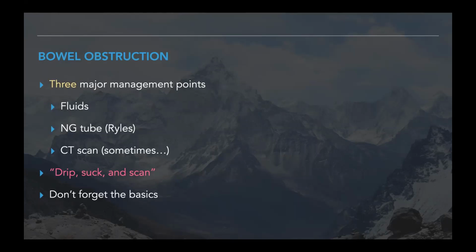So when you're interpreting these radiographs, not only do you need to sort of go through and explain your findings, but you need to move on and say what you would do next. So major management points for bowel obstruction: fluids, NG tube, CT scan. So at medical school, this was taught to us as drip, suck and scan. So they need IV rehydration, correction of electrolyte abnormalities. You need to decompress the stomach to stop them from vomiting and aspirating, and they'll need a CT usually to try and make a specific diagnosis.